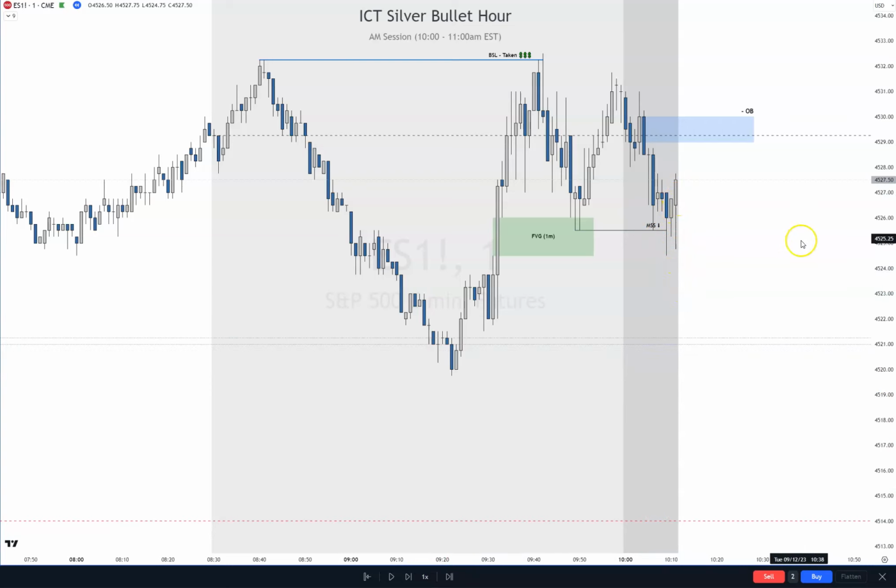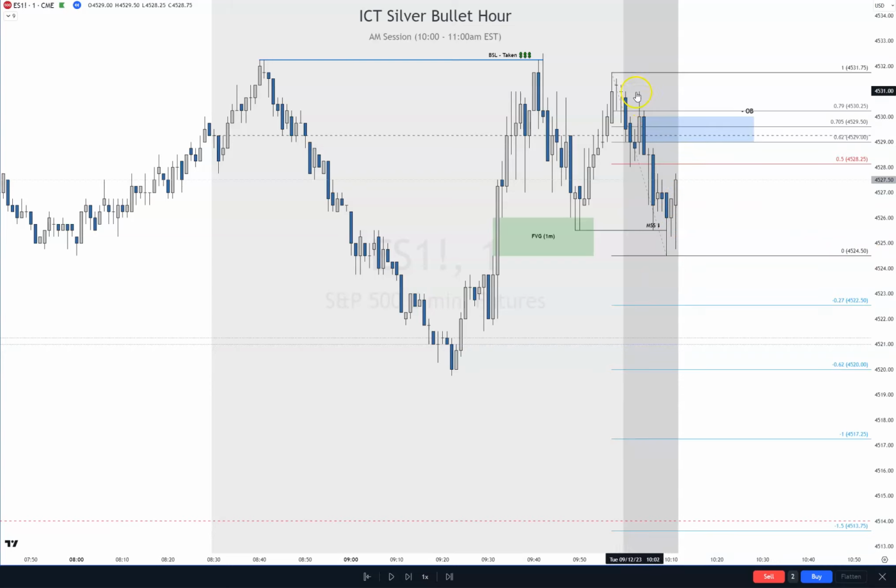But now that it's retracing, that's when you want to pull your fib. Pull your fib from the high to the low. The red line here is equilibrium. So anything above equilibrium, you're in a premium, and that's where you want to go short. Anything below 50% is in discount, and that's ideally where you'd like to go long.